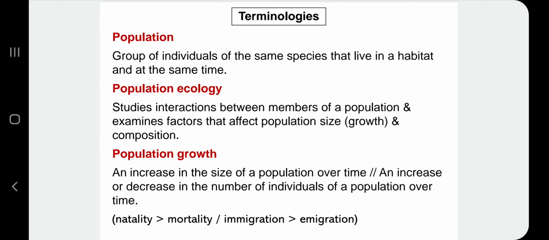The third term is population growth, which refers to an increase in the size of a population over time, or an increase or decrease in the number of individuals of a population over time. To increase or decrease population size, it depends on natality, mortality, immigration and emigration. That's the main factors, but there are many other factors that affect population growth besides these. Natality means birth rate, kadar kelahiran. Mortality means death rate, kadar kematian. Immigration means someone from outside immigrates inside Malaysia, for example. Emigration means someone from inside Malaysia goes out to another country, for example.